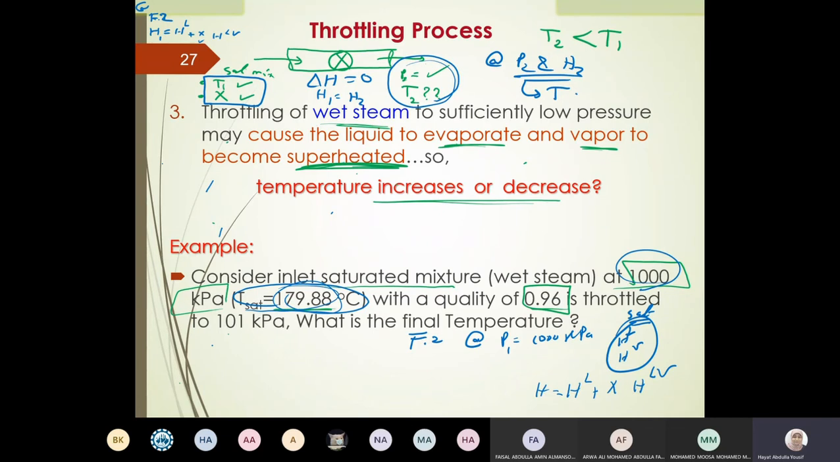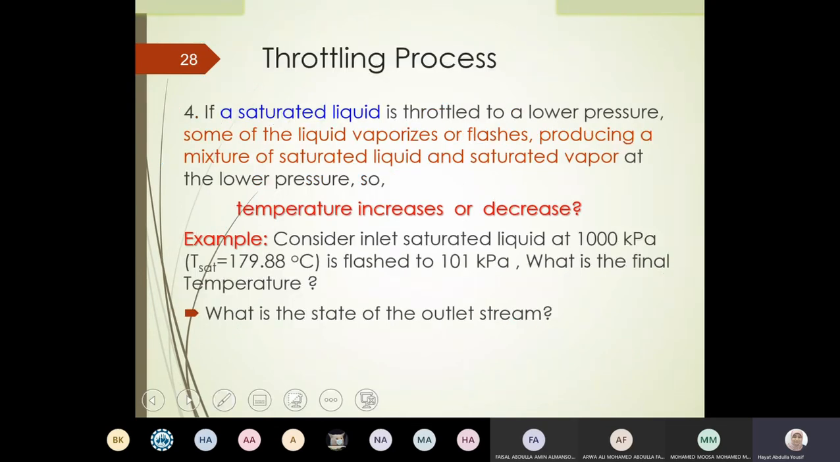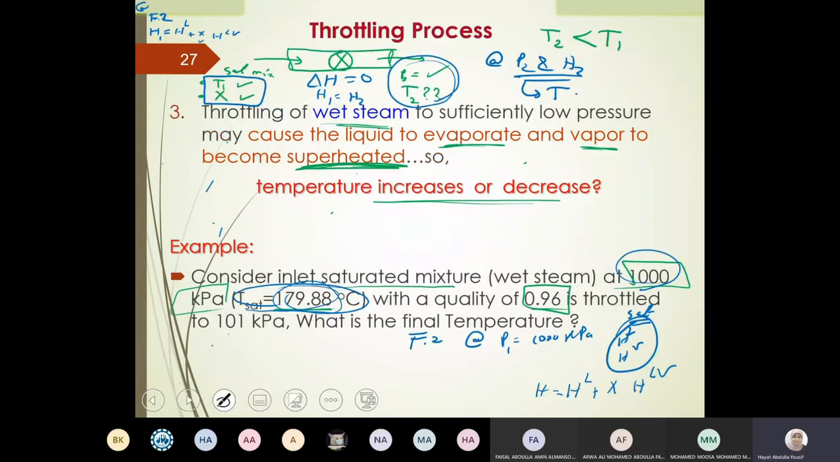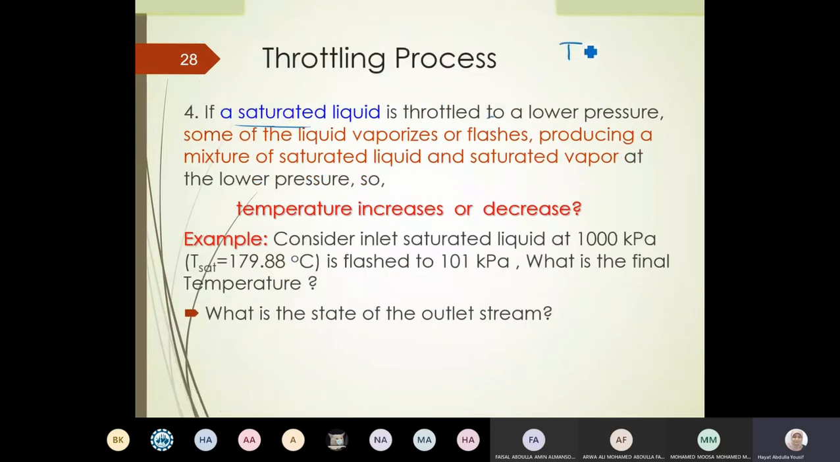If you have a saturated mixture and it is throttled, then again the temperature will get lower. A fourth case: what if I have saturated liquid, not saturated mixture? The procedures are exactly the same, and you will also notice that the temperature will be lower than T1. I'll give you an example here. At the inlet of the throttling process, it is saturated liquid, and upon lowering the pressure in the throttle, that saturated liquid will start to evaporate because we are reducing the pressure.